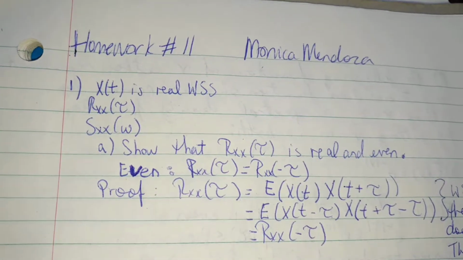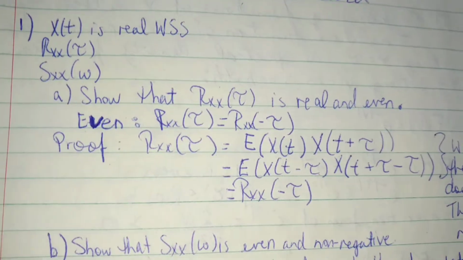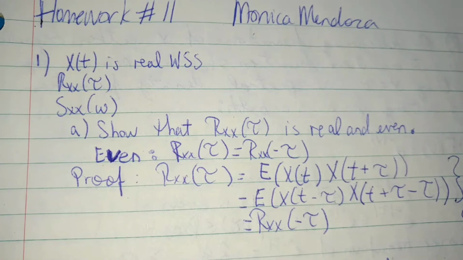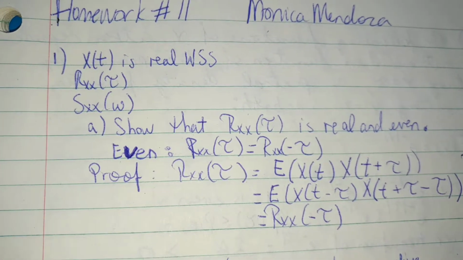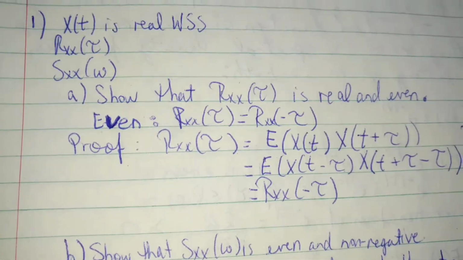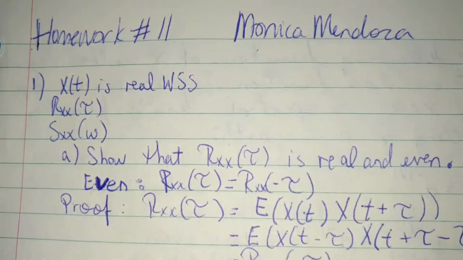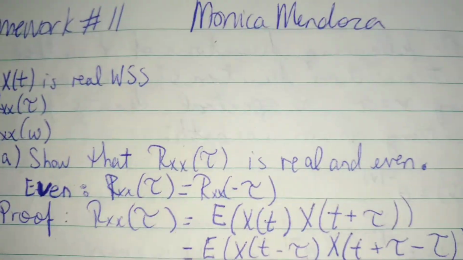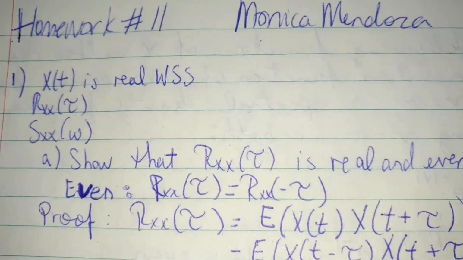This is my answer for homework 11, question number 1. The question says that x of t is a real wide-sense stationary process with autocorrelation tau and spectral density of omega. The first part of the question says, show that the autocorrelation tau is real and even.